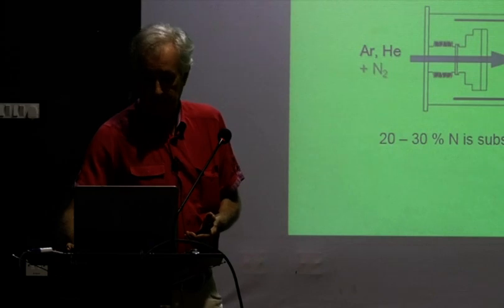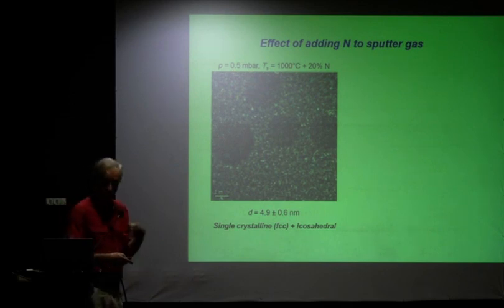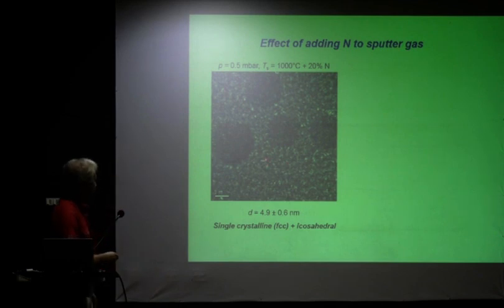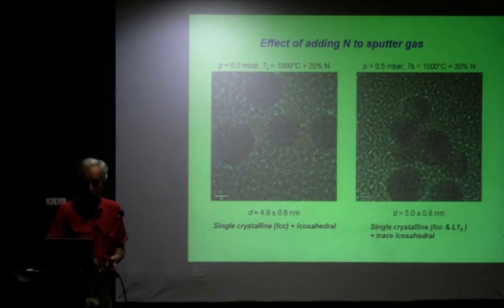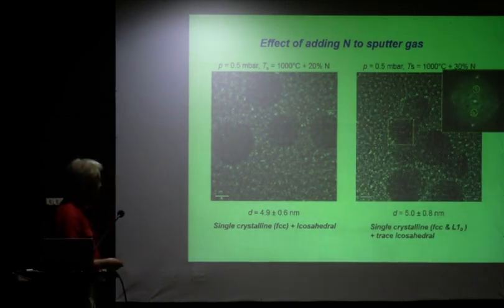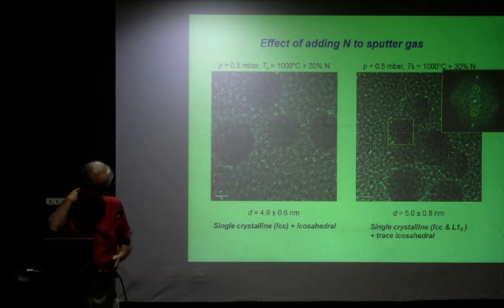So we take the particles, and what we see over here is that at low pressures and 1,000 degrees Celsius with about 20% nitrogen added to the sputtering gas, we already have what we didn't have when we didn't use nitrogen. We already have the single crystalline and the icosahedral particles. So they're there. And then you can play around with the nitrogen content and so on, where you can see that you have more and more L10 parts, and then you can verify that by doing a Fourier transform on these images which you get with the transmission electron microscopy.